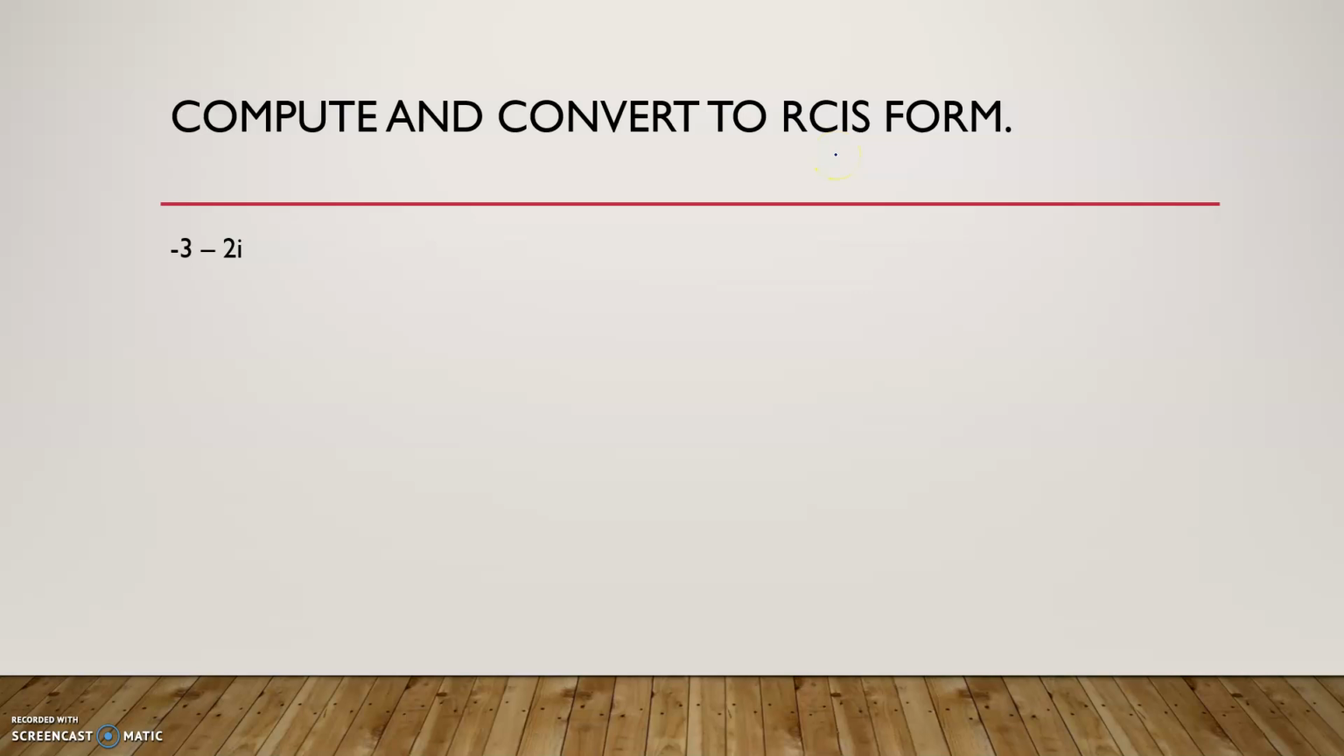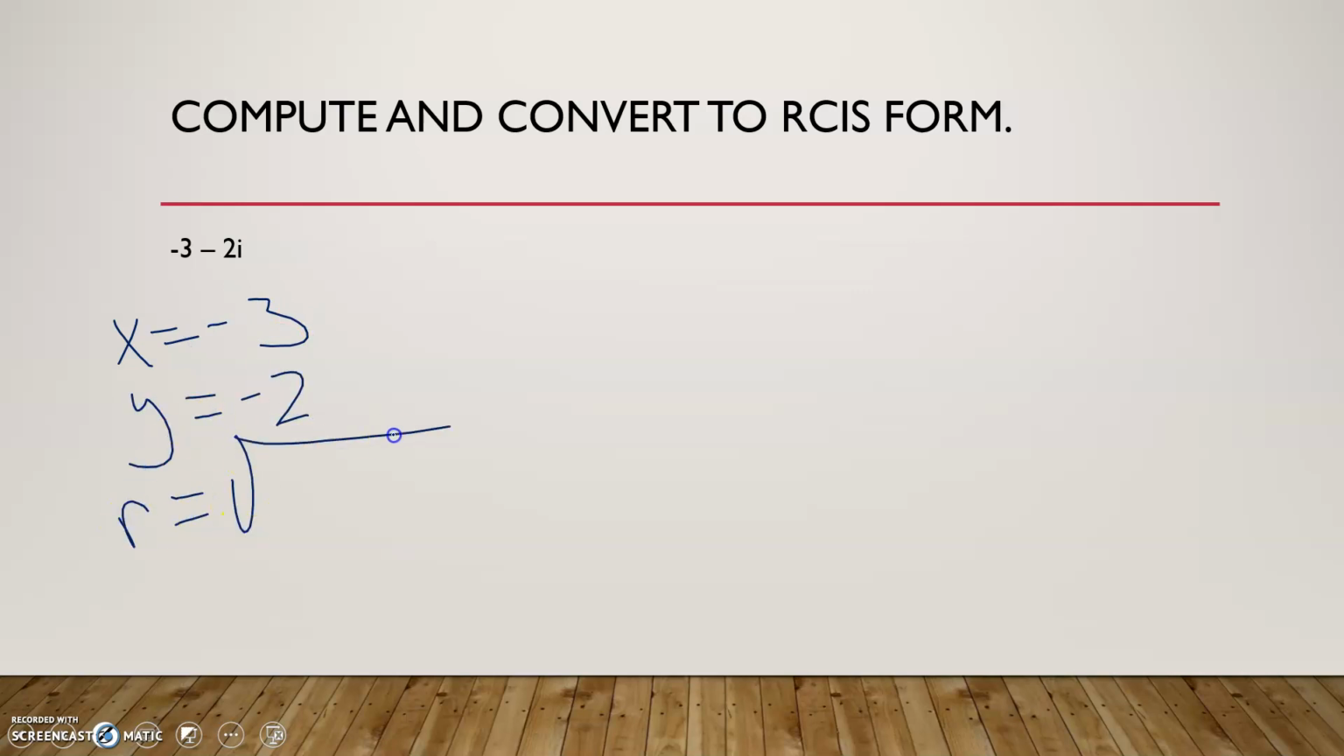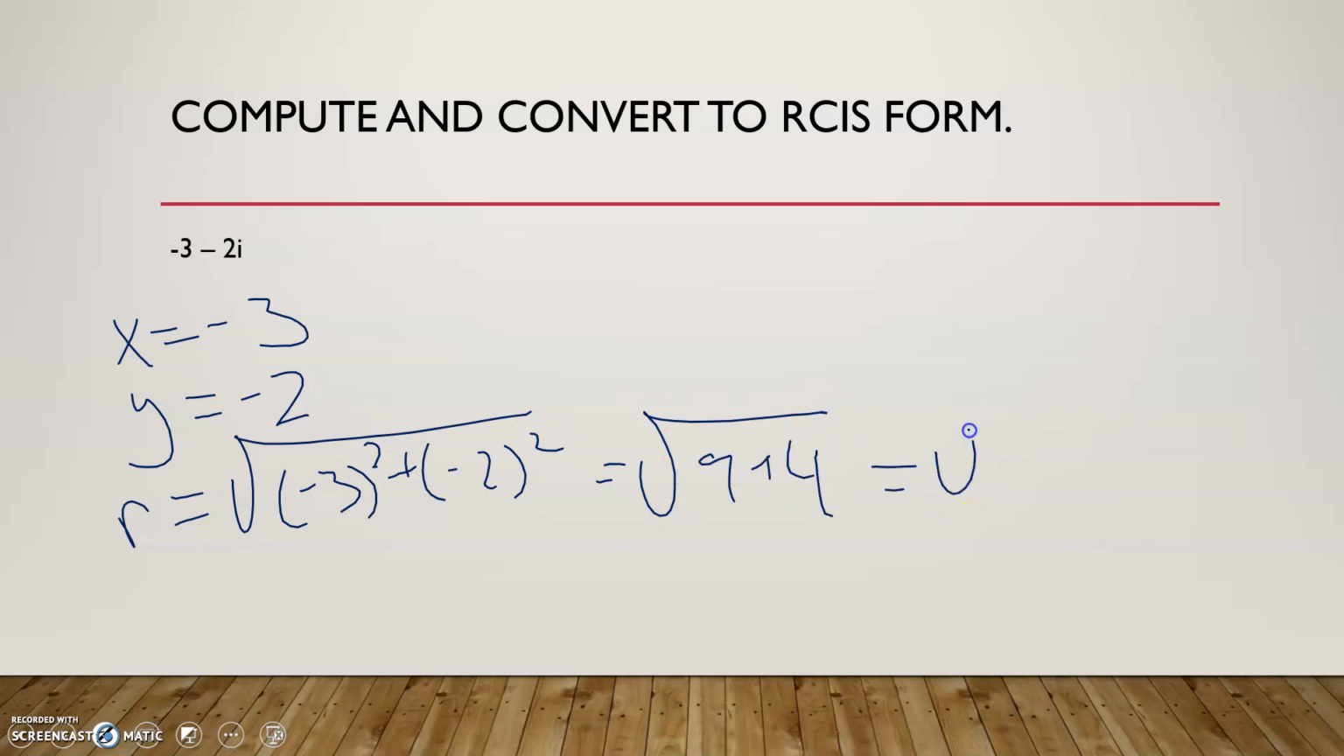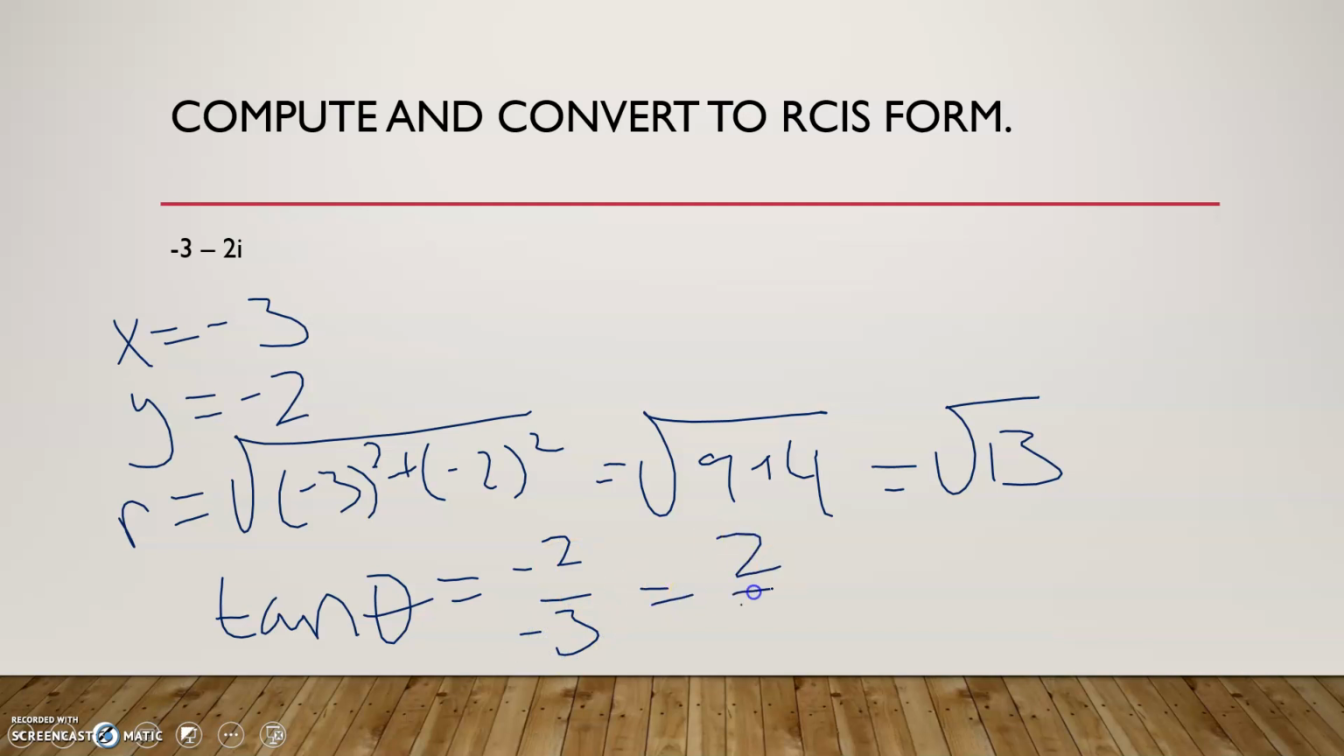Okay. All right, then it says compute and convert to RCIS form. So we have -3 minus 2i. So once again, we know that x is equal to negative 3, y is equal to negative 2. So r is equal to the square root of negative 3 squared plus negative 2 squared, which is equal to the square root of 9 plus 4, which is equal to the square root of 13. Tangent, or the angle, excuse me. So tangent of theta is equal to negative 2 over negative 3, which is positive 2 over 3. That's not going to give me the angle that I want, though, because it's going to change it to positive.